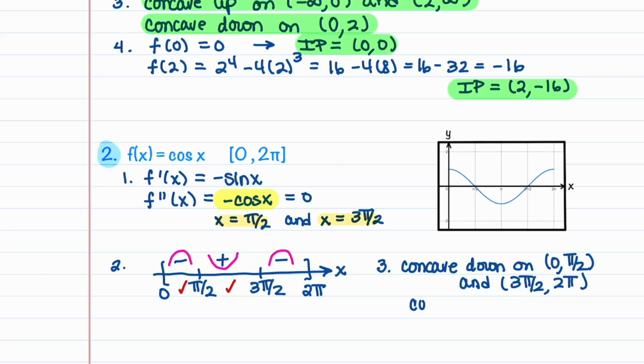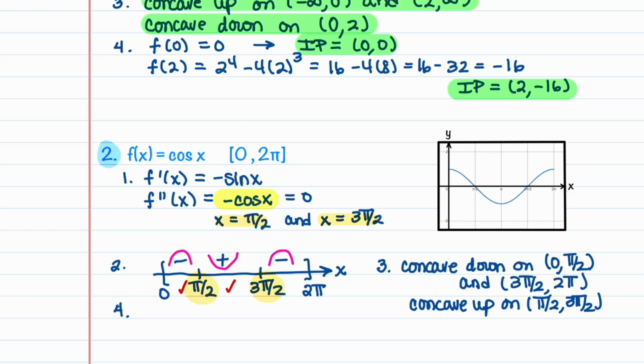And then it is concave up on the region from pi over 2 to 3 pi over 2. Now let's think about inflection points. Because the concavity changes at this point and this point, those are our inflection points.